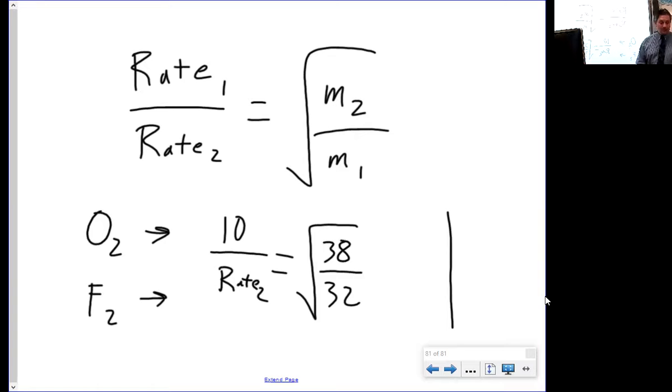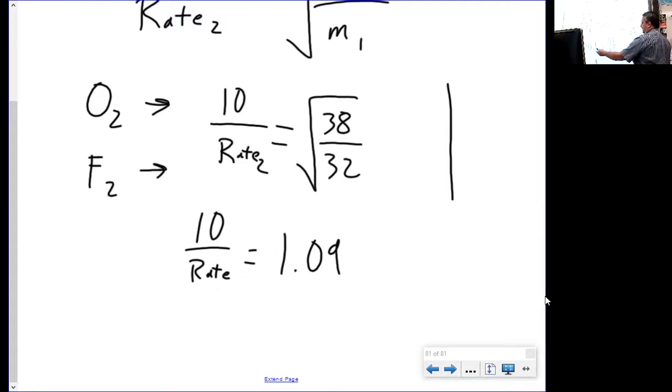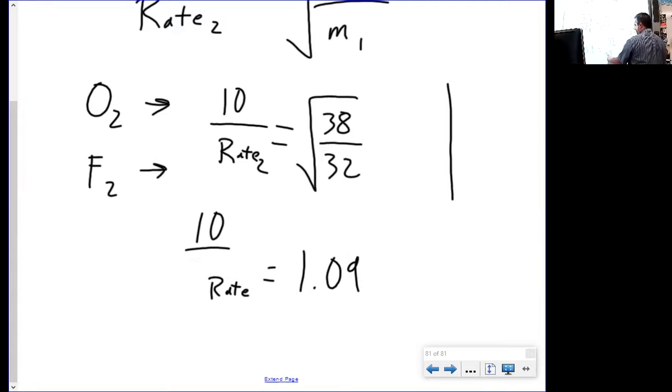Okay? So I'm going to do some quick math in my calculator here. And I'm going to say 38 divided by 32. Take the square root of that. And I get 1.089. So 10 over my rate that I want is 1.09 if I round. Multiply rate by both sides, and get this rate.